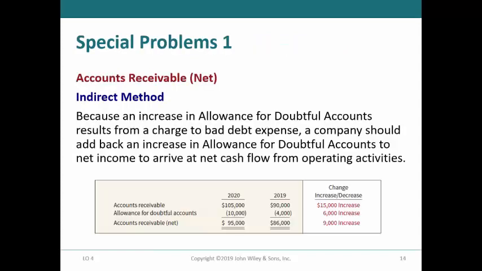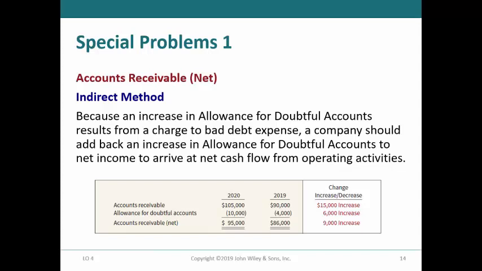Accounts receivable and the allowance for bad debts can be netted when the indirect method of reporting the operating activities is used. In the example shown, the increase in accounts receivable of $15,000 could be subtracted from net income separately, and the increase of $6,000 in the allowance for doubtful accounts could also be added separately to net income.